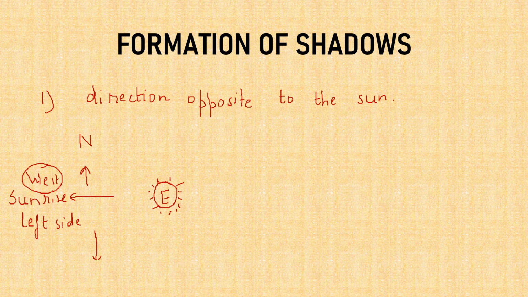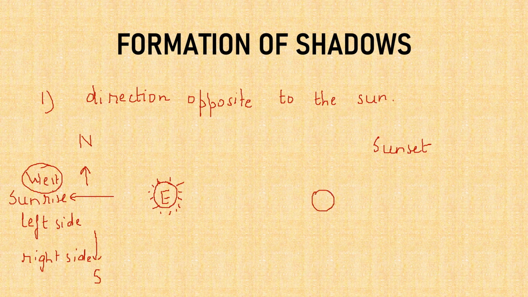Similarly, if a person is standing facing the south at sunrise, the sun remains in the east, but the shadow will be formed in the west. But for the person who is standing facing the south, the direction would become his right side. That means the direction becomes the opposite. So the shadow will be formed towards the west, but it would be the person's right hand side where the shadow is formed.